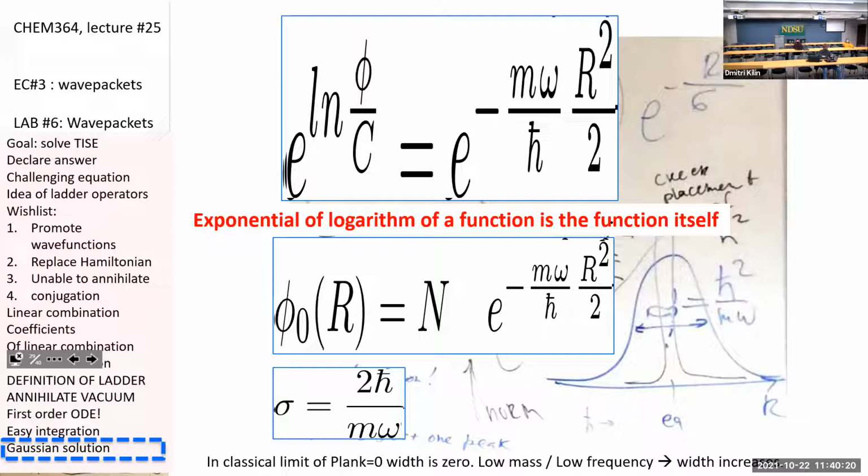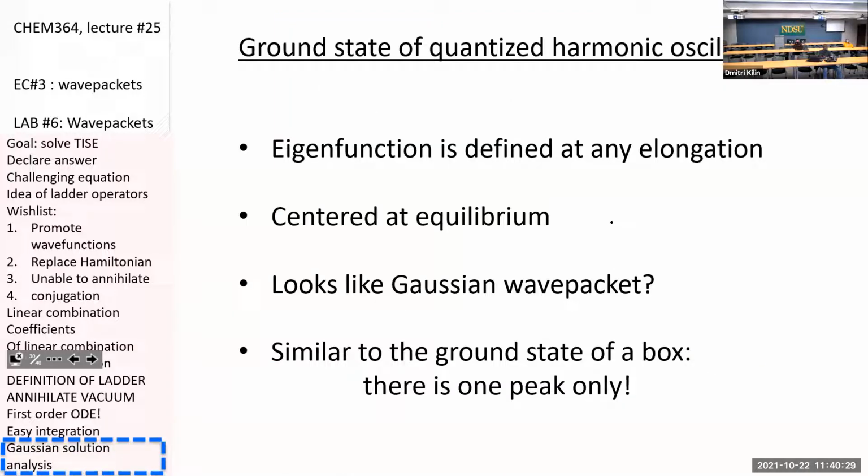But we are going to continue this journey and get more properties. The wave function is defined at any elongation, whether it's short or long, centered at the bond length. It is similar to the Gaussian wave packet we used to study free space, and some properties can be inherited. And there is a similarity to particle in the box. So there is one peak corresponding to the center of the potential, and the energy is bigger than zero.